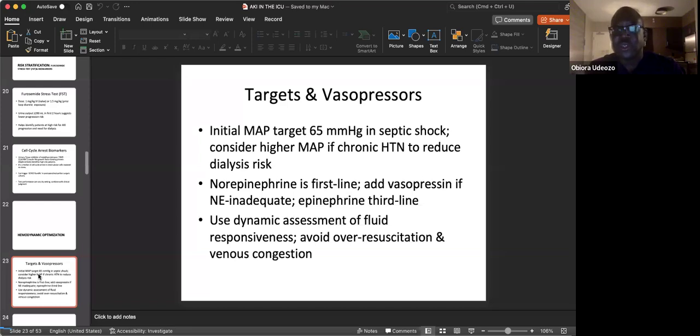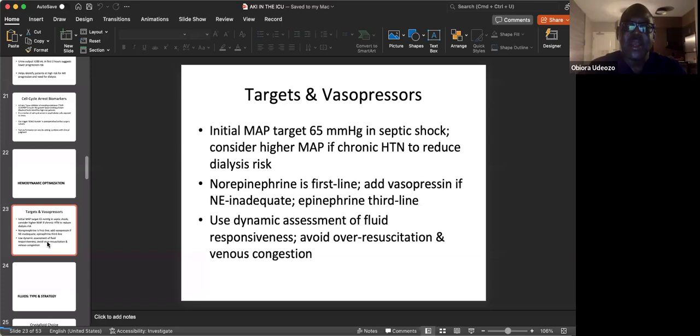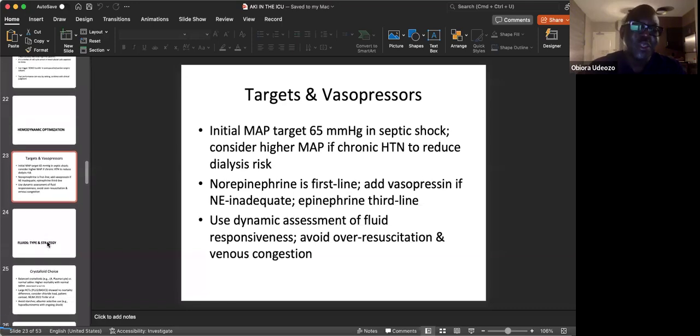For your vasopressors, what's recommended, first line is norepinephrine. Then you can add vasopressin. If it's inadequate, use epinephrine. Years ago, we used to use dopamine for renal perfusion, no longer the standard of care. And also try and assess your patients to find out if they are fluid responsive. Avoid over-resuscitating them, otherwise they'll become volume overloaded, which is also associated with increased mortality.